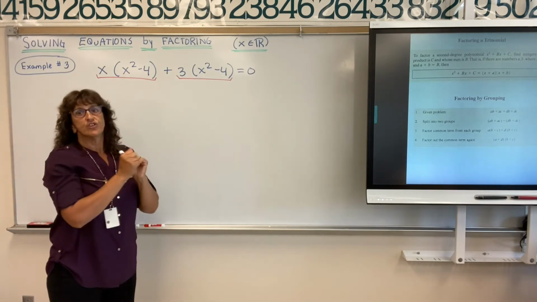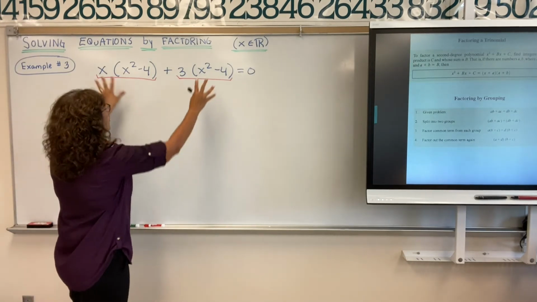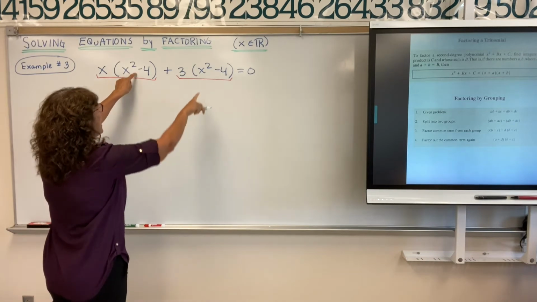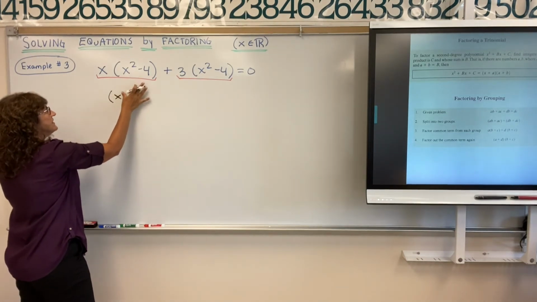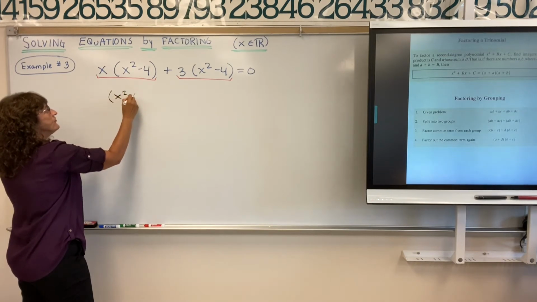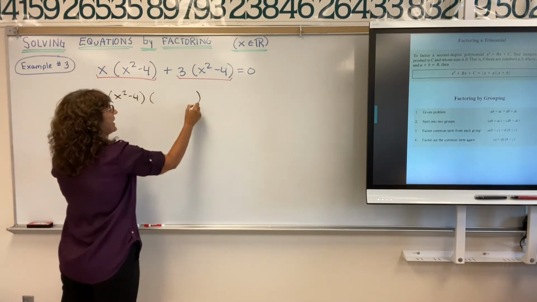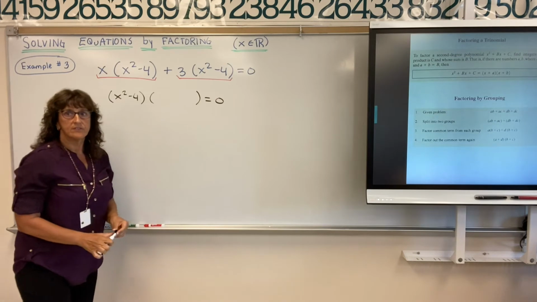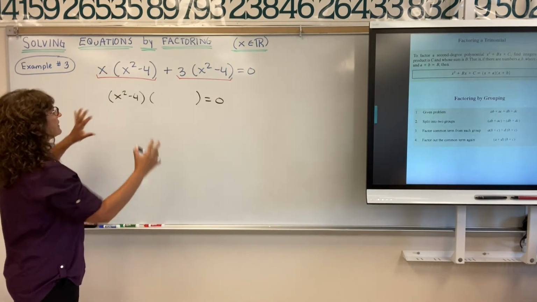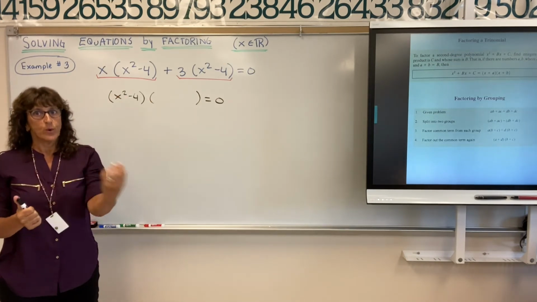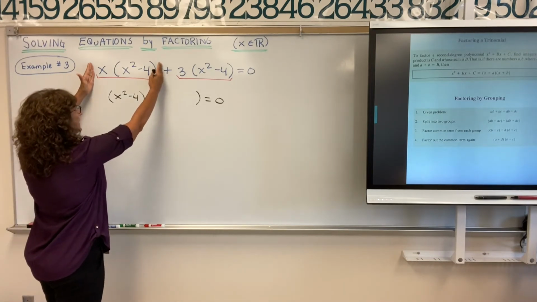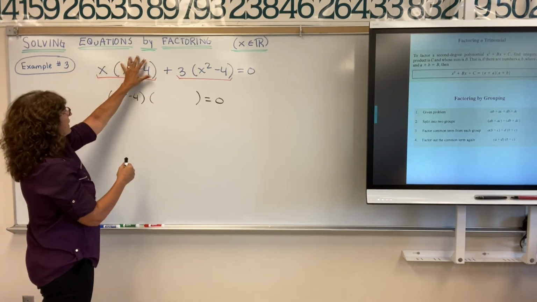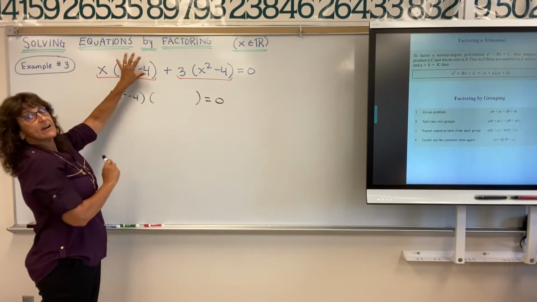What do these two terms have in common? They have the x squared minus 4 factor in common. So you can take the x squared minus 4 and factor that away from these two terms. Now let's see what we have left over when we factor out the x squared minus 4. Look at the first term underlined in red. Take out the x squared minus 4. What do we have left over?